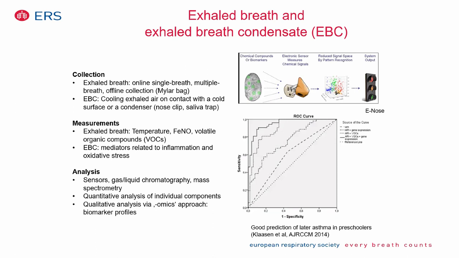For instance, here is a research application where a group has shown that volatile organic compounds analyzed in breath helped to better discriminate preschool children that will have asthma later in school age compared to those who will not have asthma. This curve here is if you use the asthma predictive index. The curves here are if you add also some gene profiles. And finally, the best discrimination we will have is if you also add volatile organic compounds.